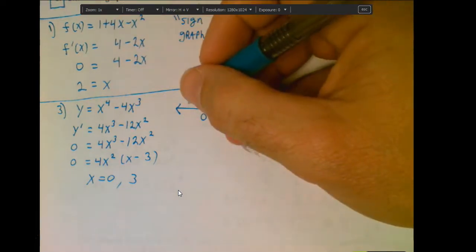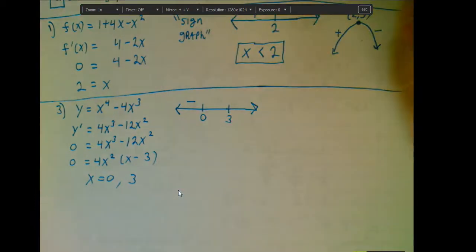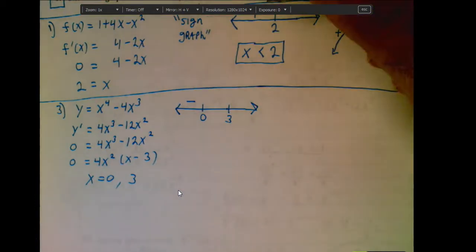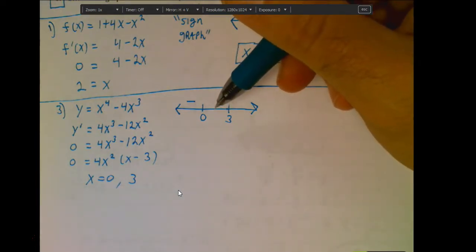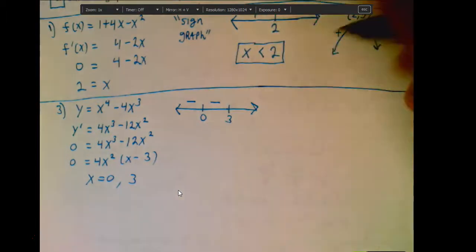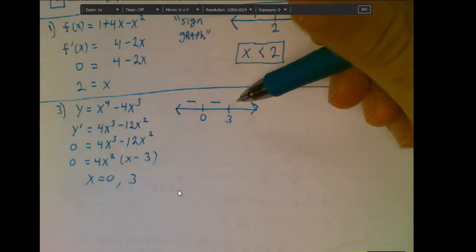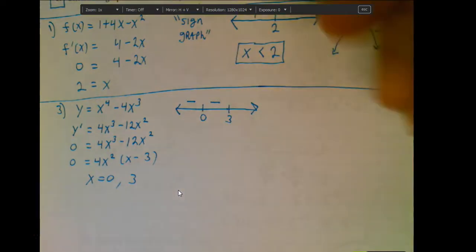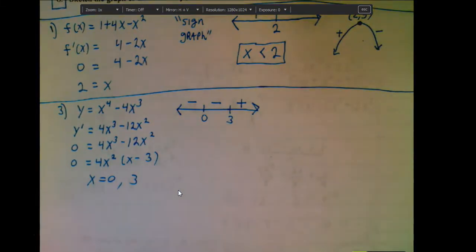If you pick any number smaller than 0 and plug it into the derivative, in this case you're going to get all negative answers, so negative slopes in that area. Pick any number between 0 and 3, plug it into the derivative, and you're going to find that the slopes are negative there also. But if you pick any number bigger than 3 and plug it into your derivative, you're going to see that in that area you get all positive slopes. So what does that mean?